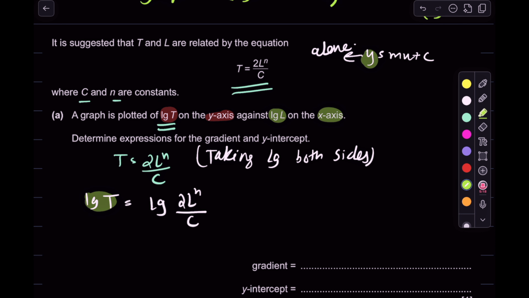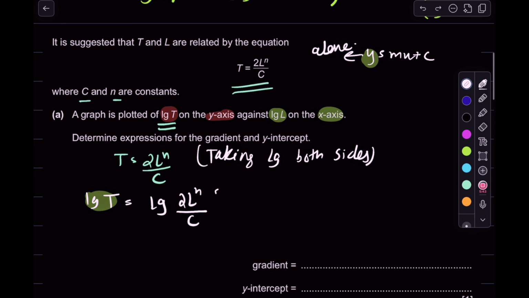So my lgl on the x-axis, my x-axis term, which is basically log with the base of 10 of l, should be clearly expressed. And I could not see that. What I can see is that it has a coefficient of 2, it has a power of n, and it is divided by the constant c. And that does not clearly express it. It should be clearly expressed in terms of lgl. So I need to make lgl the subject.